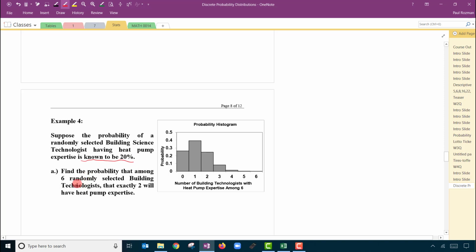We want to find the probability that in a group of 6, exactly 2 will know something about heat pumps. So in this case, we're studying a group of 6. And the probability that any one of them knows something about heat pumps is given there to be 20%. And our variable here, let's call it x, is the number of techs who know about heat pumps.